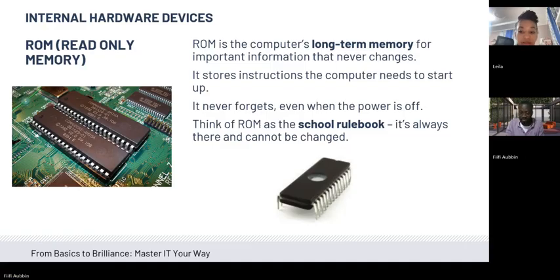Off. Okay. So think of ROM as the school rule book. It's always there and cannot be changed. But at least the school rule book, when it demands that they make changes, they will sit down and make changes. And we can also make changes because technology has advanced. Are you okay with this? Yes. Any questions for me? No. Okay, good.